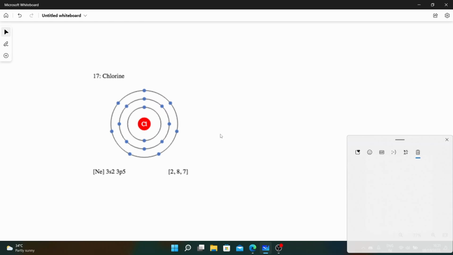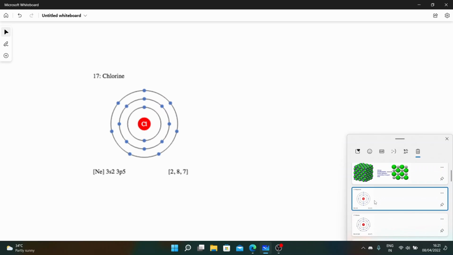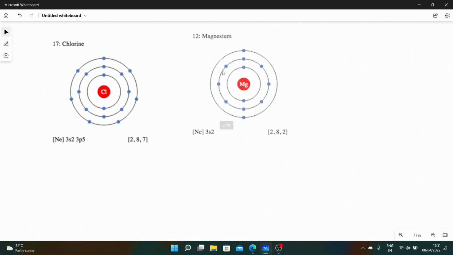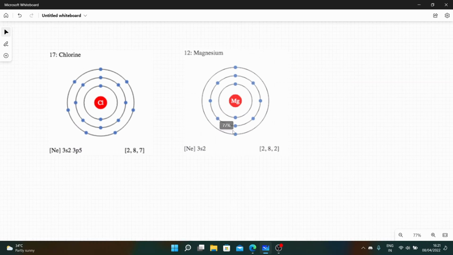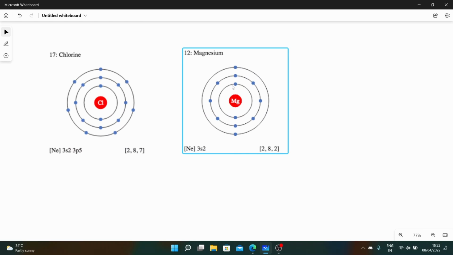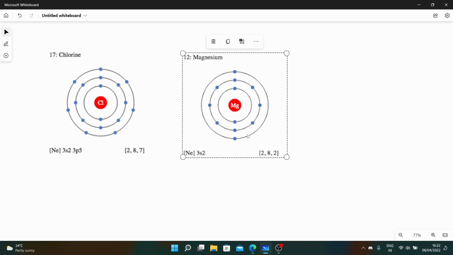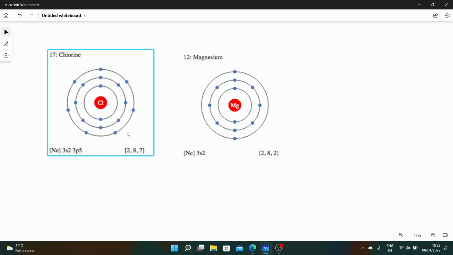Now let's look at magnesium, which is the other element we're looking at. Magnesium has 2 valence electrons, that is 2 electrons in its outermost shell, 2, 8, 2. So it wants to give away these 2 electrons to attain stability. If magnesium gives away 2 electrons, chlorine only wants 1 though.